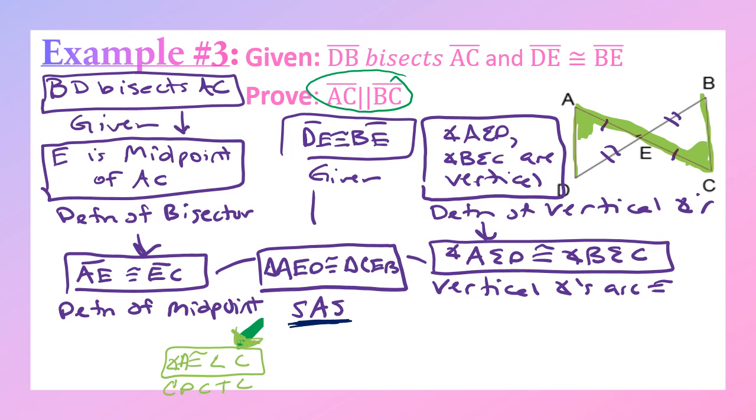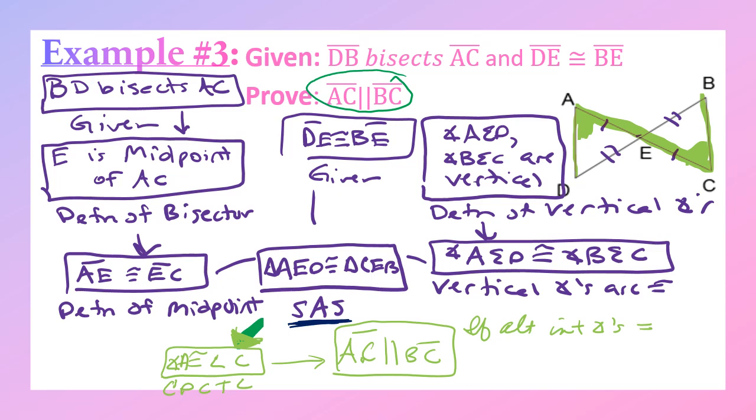However, now I'm going to go through and say, okay, if those angles are congruent, now I can show that AC is parallel to BC. And I know that if alternate interior angles are congruent, then 2 lines are parallel. So it's the converse of the alternate interior angle theorem.